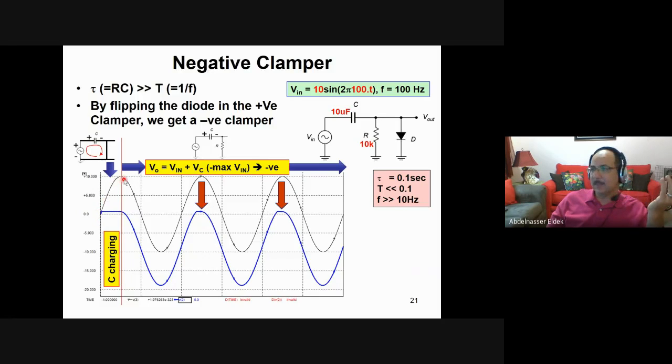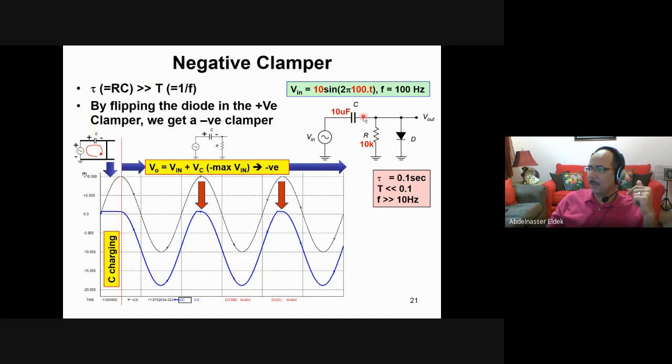Okay, let's see. If this is positive, what happened? This one is positive, then this one is positive, right? It's higher than this one. Then the diode here is short circuit. The diode is short circuit. Then the voltage across the diode is 0.7 volt. Okay. Then this one is short circuit.